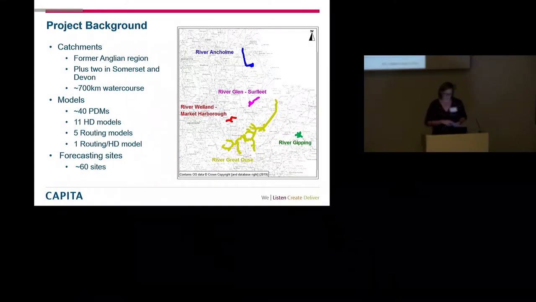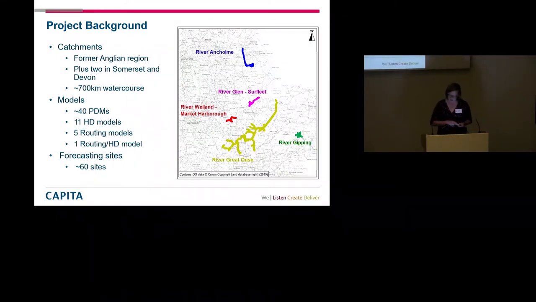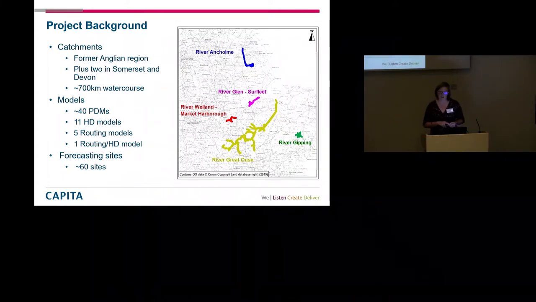The part of the project that we were procured to do was converting the models within the former Anglian region and two bespoke forecasting tools from the southwest. In the former Anglian region, most of the flood forecasting models were in the Mike 11 software. The rainfall runoff models were also in the Mike 11 format, known as NAM. There were also some kinematic wave routing models that required conversion.